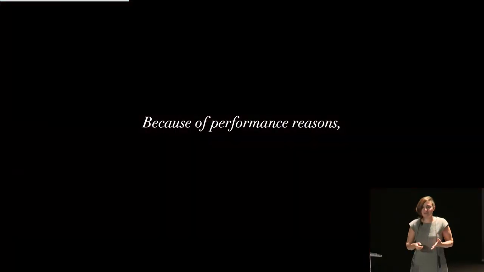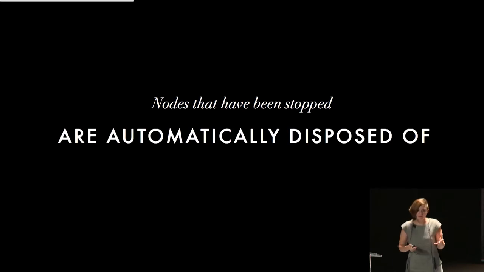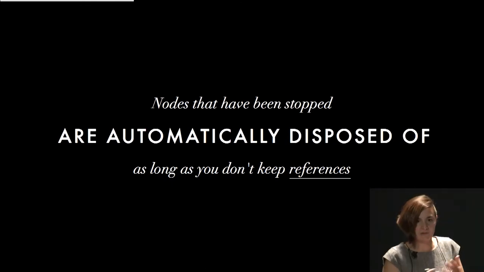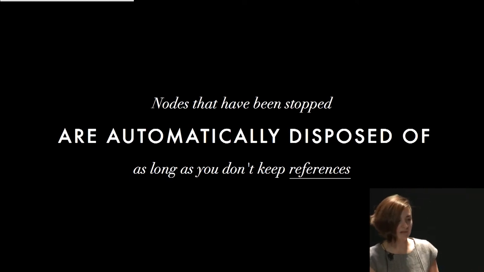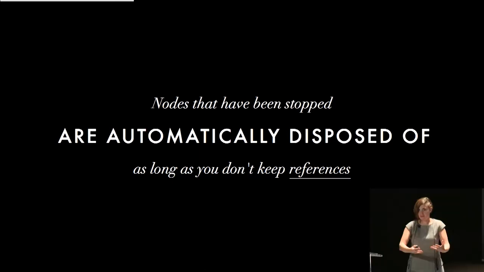But it's because for performance reasons, some nodes are just one use only. You use them and then you dispose of them. And if they are stopped, they should be disposed of, but only as long as you don't keep references. References means references in the strict JavaScript garbage collection rules, like if you don't keep a reference to that thing in an array or in a variable or something like that. And also, there are some notions of references in Web Audio, and there's a link. I will publish these slides, and you can see what a reference is. But it's in the API. For example, you have a delay node, and it's still creating some echoes. That node is still active, and it cannot be disposed of. So this is that kind of extra audio references.